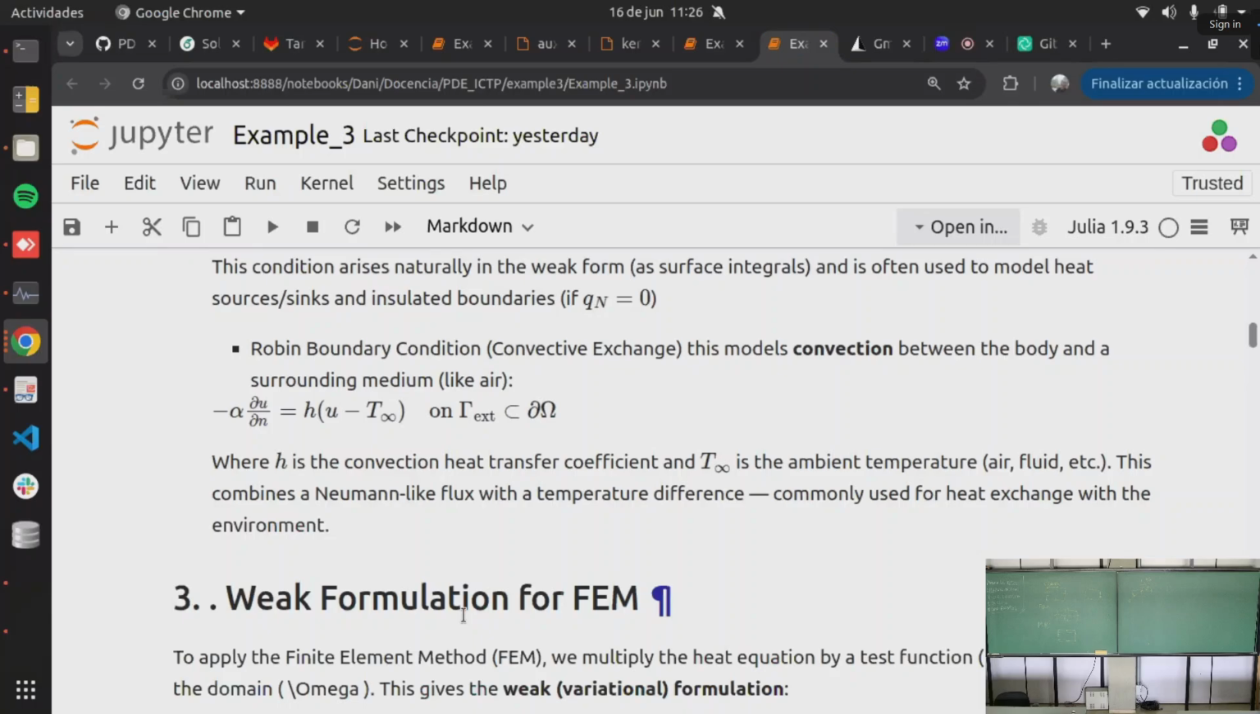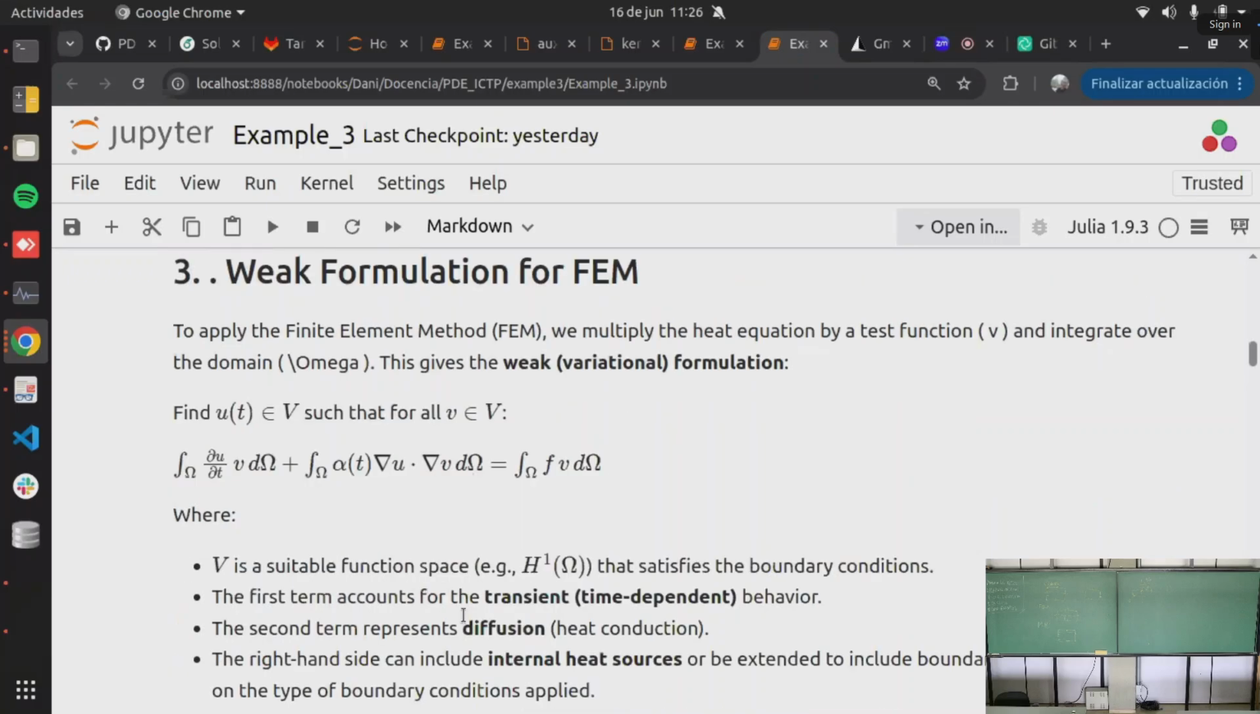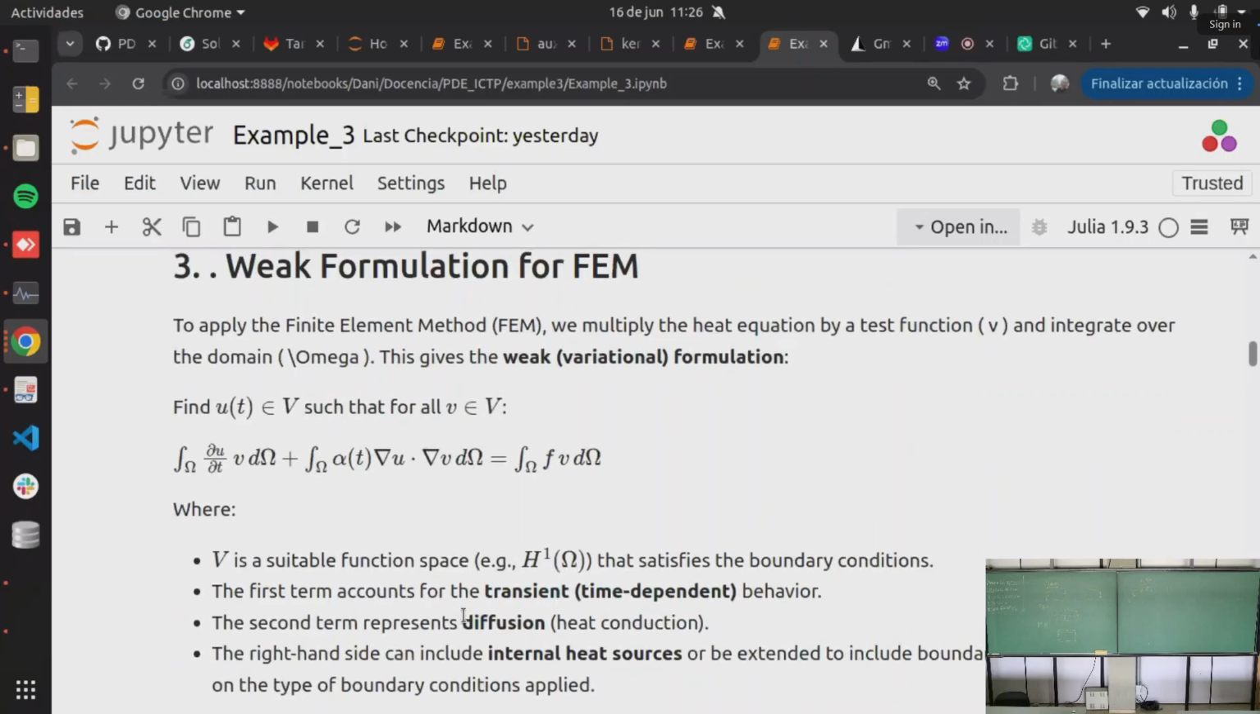So this is the weak formulation. Remember that we have a parabolic equation, so we have to treat it in another way. The first step is to perform the weak formulation, where V will be the space of the solutions.